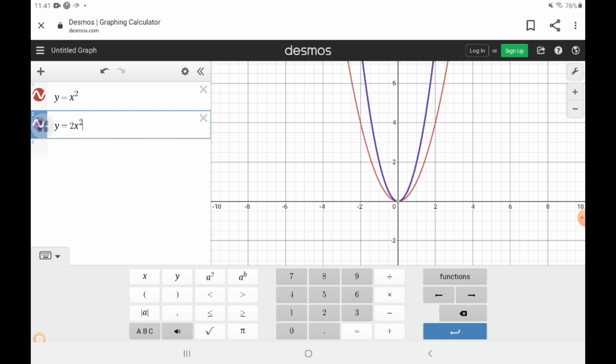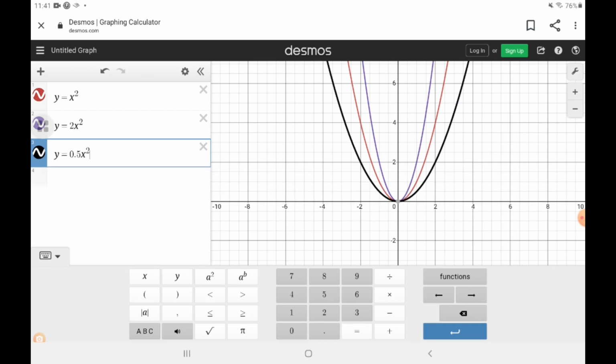Let me enter another equation, y is equal to 0.5x squared, or half x squared. Now you can see the black graph. You can see when the dilation factor is lesser, the graph becomes wider. As the dilation factor increases, the graph becomes narrower and steeper. Okay, so that is all about the dilation factor.